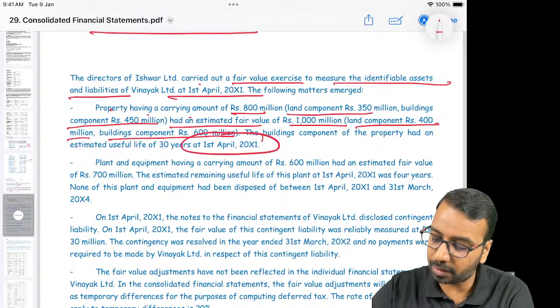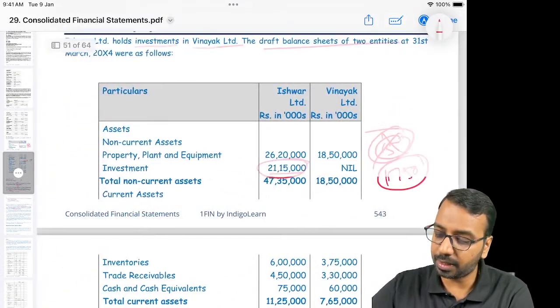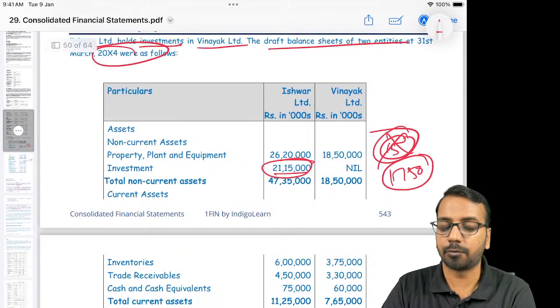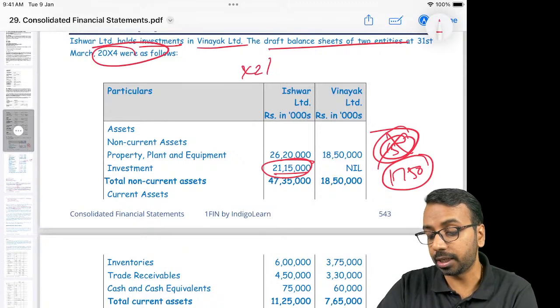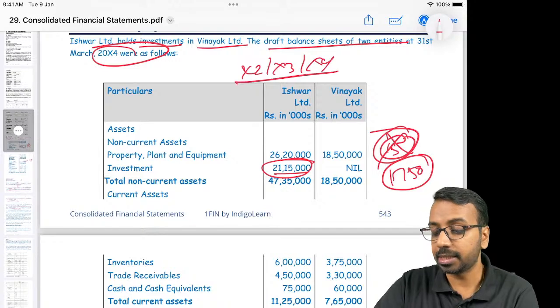And this is on 1st of April of year 1, and here we are calculating this on 31st March of year 4, which also means year 2, year 3, year 4, there is 3 years depreciation that you have to consider.